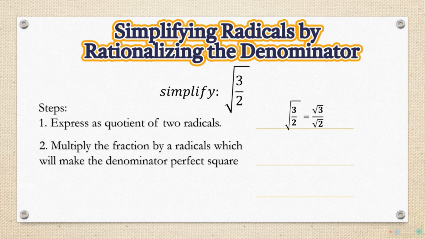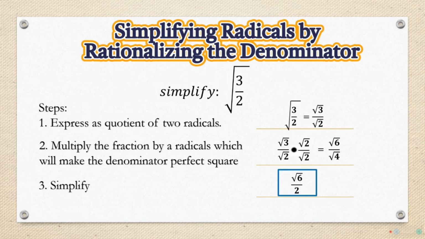Multiply the fraction by a radical which will make the denominator a perfect square. We are going to multiply square root of 3 over square root of 2 by its denominator, which is square root of 2 over square root of 2. And we will have the answer of square root of 6 over square root of 4. And now let us simplify. So we will have square root of 6 over 2.